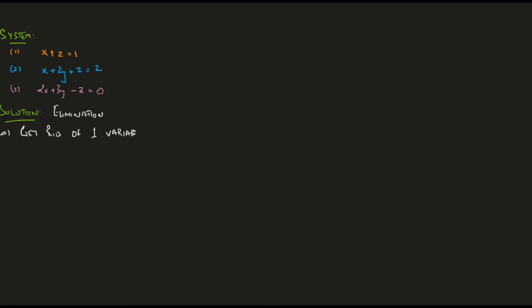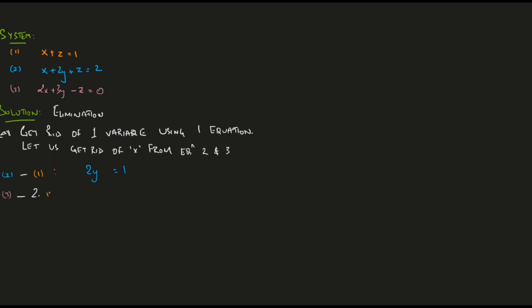Now we add a third equation to the system. The solution to the problem is obtained by eliminating variables one by one. Step 1 is to get rid of one variable using one equation. So let us get rid of x from equations 2 and 3 using equation 1. We take equation 2 and subtract equation 1 from it, giving us 2y equal to 1. And then we take equation 3 and subtract 2 times equation 1 to obtain 3y minus 3z is equal to minus 2. Let me name these equations 4 and 5.